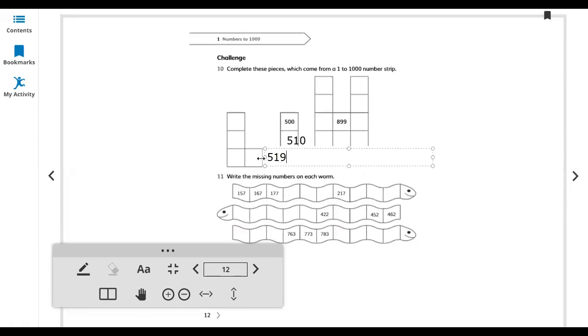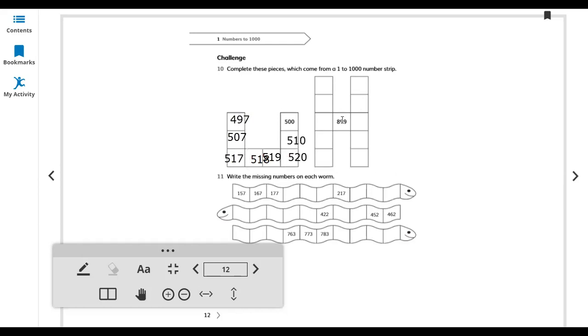Same like this, 518, 517. So now we are moving upward, need minus 10, not 100, 507. We are moving upward, 497. After this is 518. So it's good. Okay, let us do the next question, number 11.